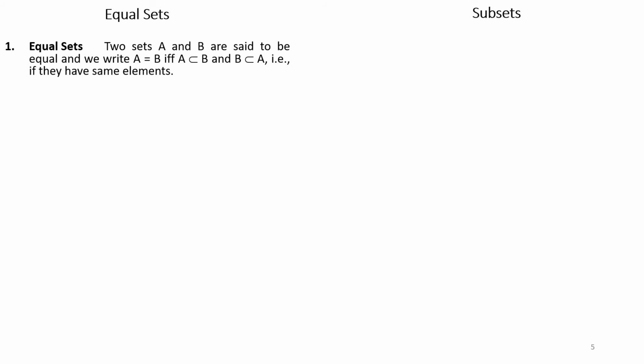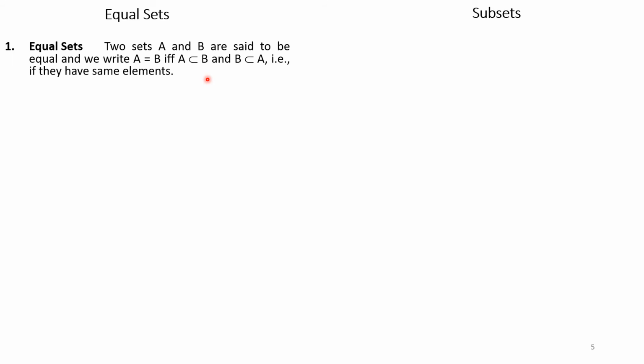Equal sets. Two sets A and B are said to be equal, and we write A equals B, if, please note, iff. This "iff" is the short form of the sentence "if and only if". So I will read again. We write A is equal to B if and only if A is a subset of B and B is a subset of A. That is, if they have the same elements.